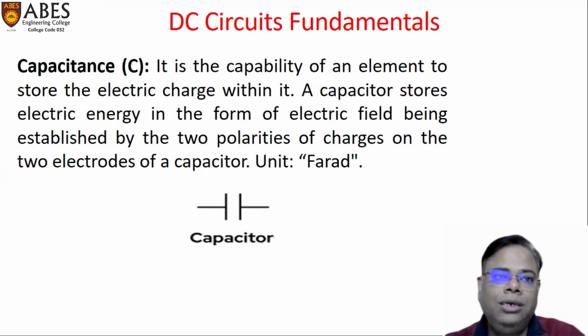Now you can say there are three basic elements of an electric circuit. First one is resistance, second one is inductance, and third one is capacitance. Resistance is the property of material which opposes the flow of current. Inductance is the property of material which opposes the change of current, and capacitance is the capability of an element which stores the electric charge.